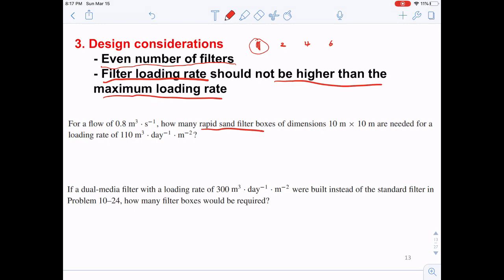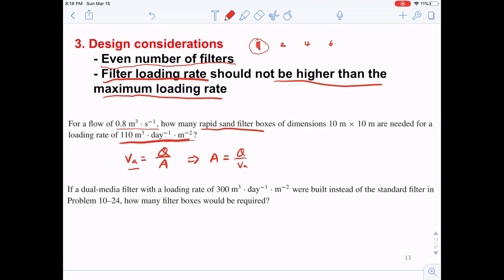Okay, and then it basically asks us how many of these rapid sand filter boxes it needs for reaching a loading rate of 110 meter cube per day per square meter. As we have introduced earlier, this loading rate, or VA, is equal to Q divided by A, right? The A is the surface area of the filters. So what we can do is first calculate the A that's required for this loading rate. So A is equal to Q divided by VA, right?